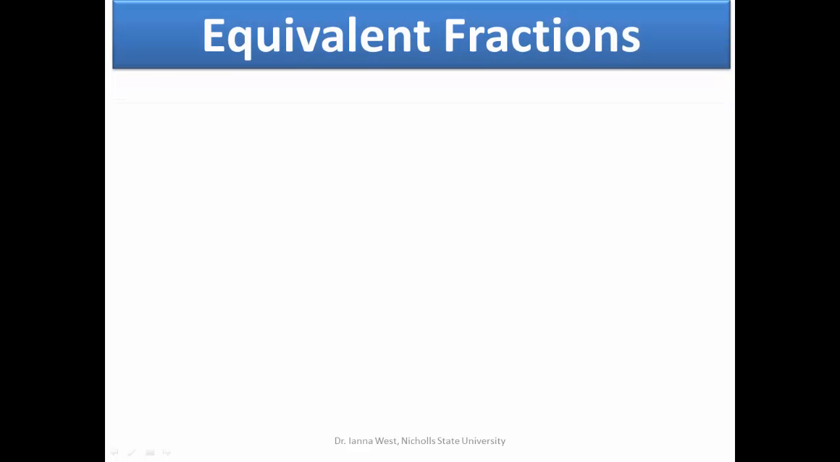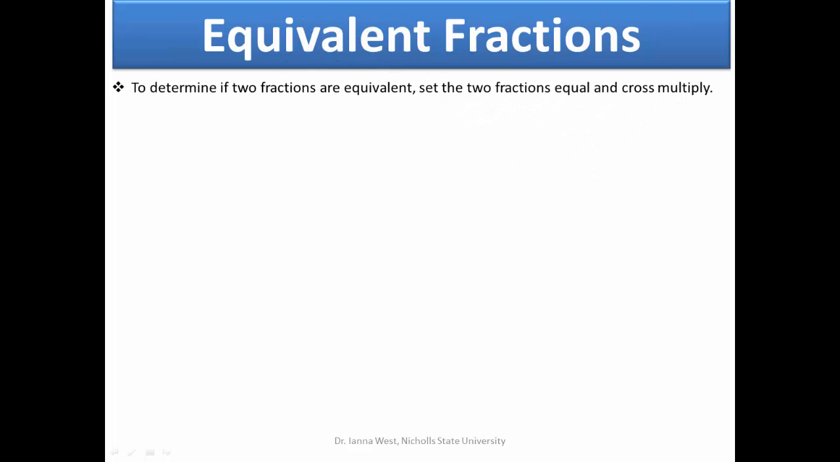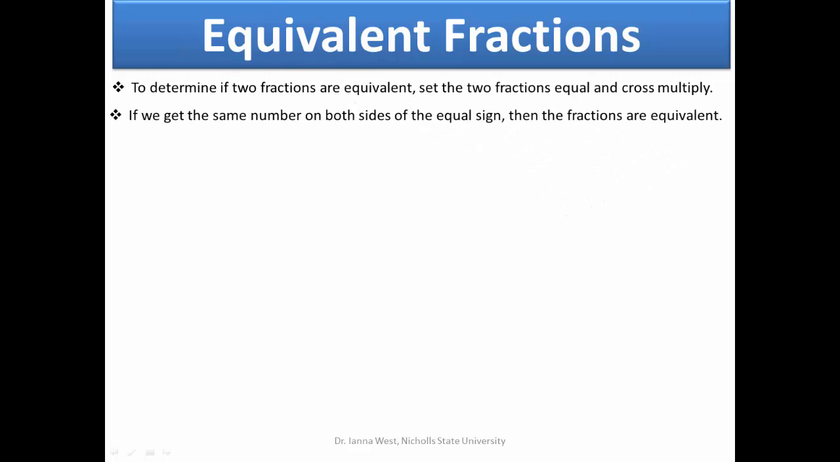We will now consider equivalent fractions. To determine if two fractions are equivalent, set the two fractions equal and cross multiply. If we get the same number on both sides of the equal sign, then the fractions are equivalent. We will look at an example. Determine whether the fractions 35 over 56 and 55 over 88 are equivalent.